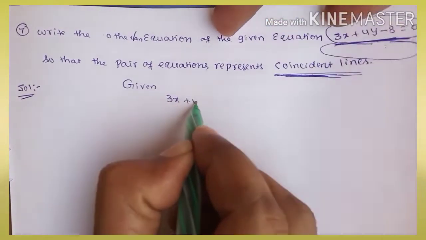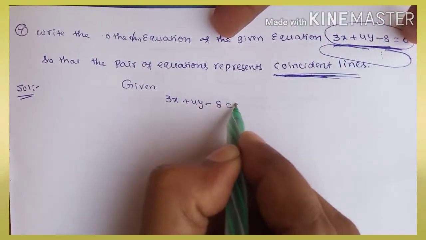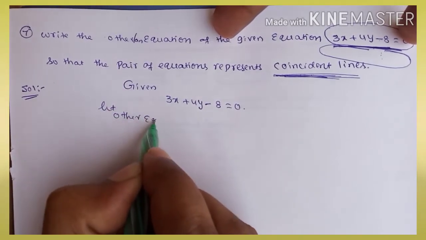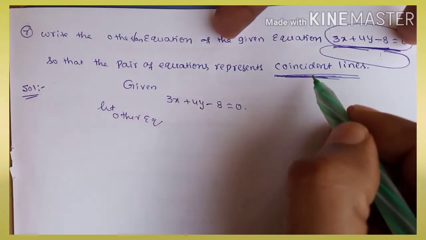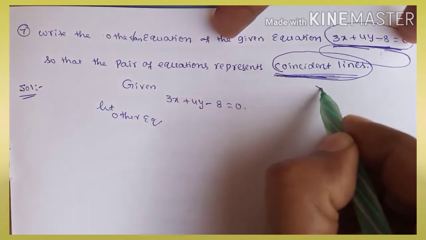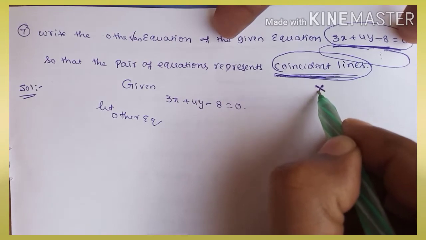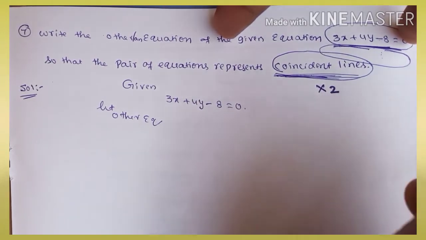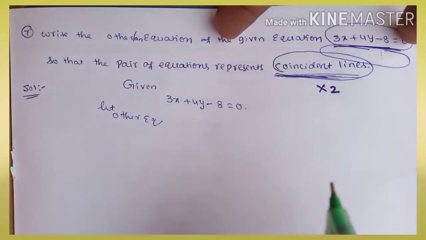Okay, let the given equation be 3x plus 4y minus 8 is equal to 0, and let the other equation be as follows. The keyword is, if you want coincident lines, multiply with any value. So I am taking an easy value, 2, for all the numbers.